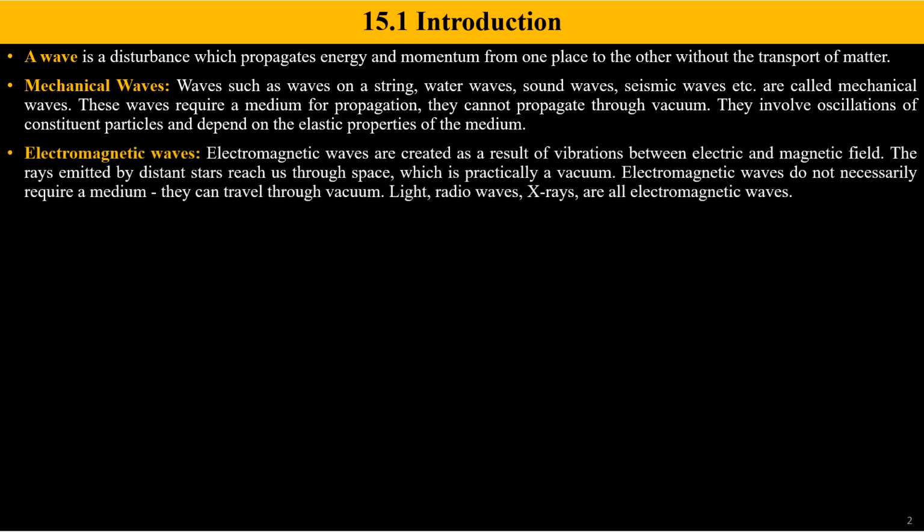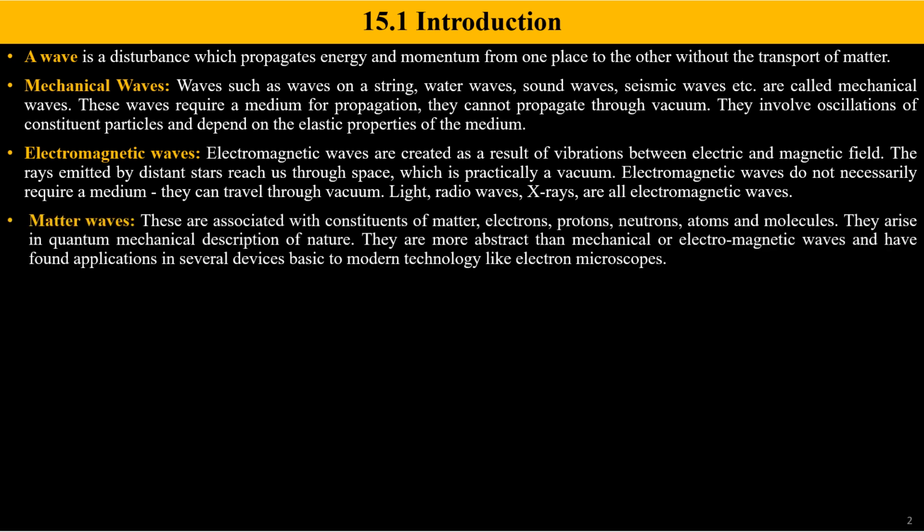The next type of wave is electromagnetic waves. Electromagnetic waves are created as a result of vibrations between electric and magnetic field. We are going to study about electric and magnetic field in class 12. However, just note that the rays emitted by distant stars reach us through space, which is practically a vacuum. Electromagnetic waves do not necessarily require a medium. They can travel through vacuum. Light waves, radio waves, or X-rays are all electromagnetic waves.